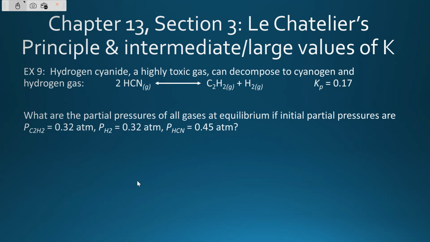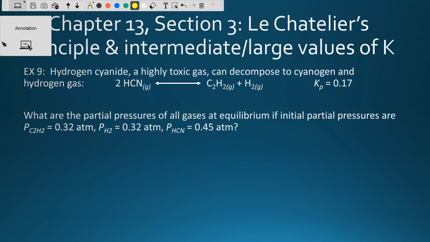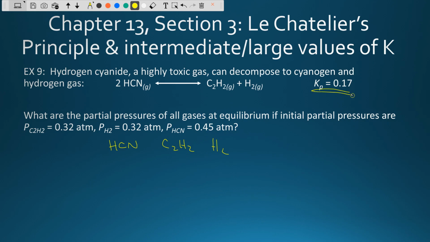Okay, let's take a look and do this again, and we're going to start to pull all these different sections together to ask some questions. All right, I've got hydrogen cyanide, and we're going to decompose it into cyanogen and hydrogen gas. We're going to take a look and see the partial pressures. Let's see the scenario here. I have HCN, I have C2H2, and I have H2. Notice that my Kp, that's not a tiny K value. So we're going to see what happens with all of this, and we want to find it at equilibrium.